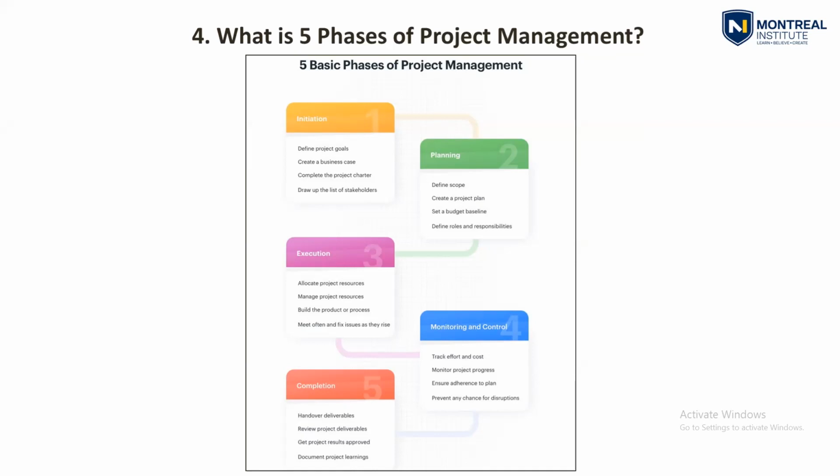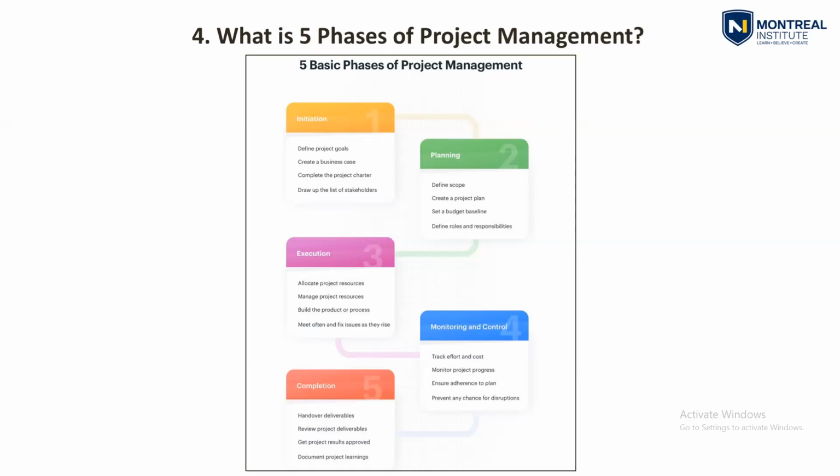So you need to be more conscious of the plan and actual. If actual is below the plan, then your project is in delay. So prevent any chance of disruptions. From the monitoring and control side, you need to prevent any chance of disrupting your project. At the closeout or the completion phase, you will hand over deliverables.